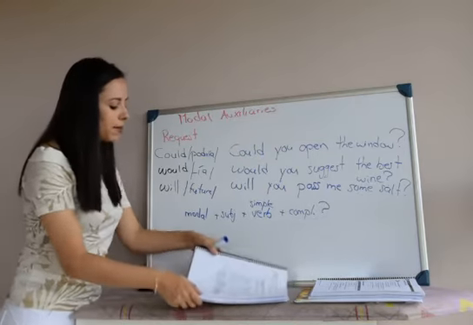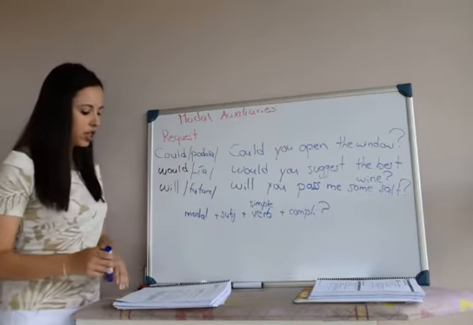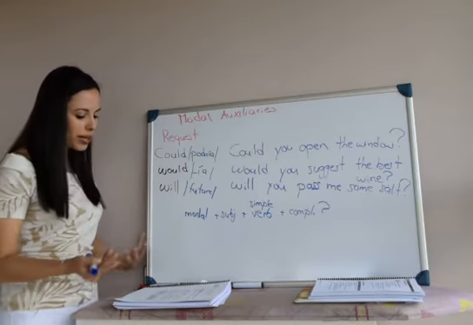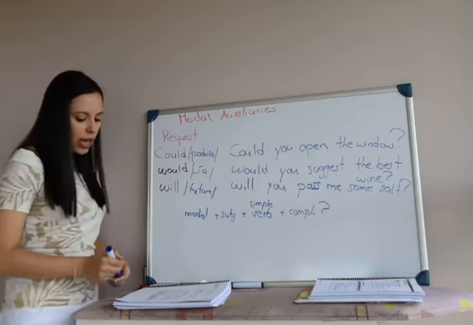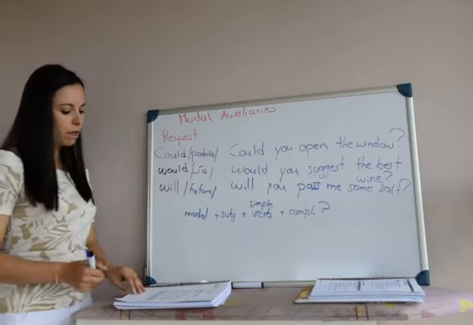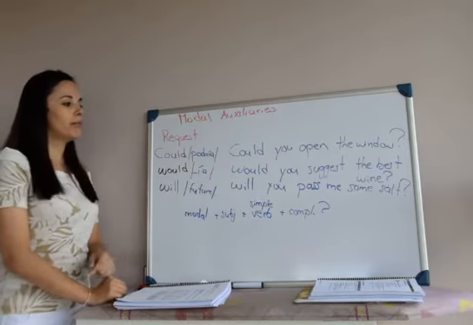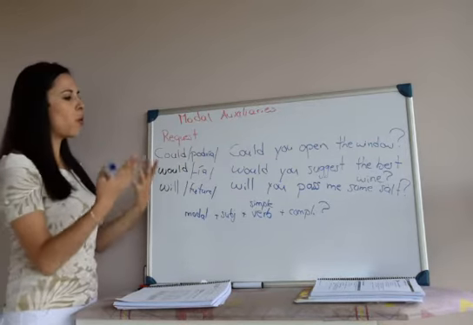Right, so this information is also in your books on pages 84 and 85. There you have more examples, you have some notes, and you also have possible answers. Since you're asking for help, the possible answers are like, of course, could you open the window?